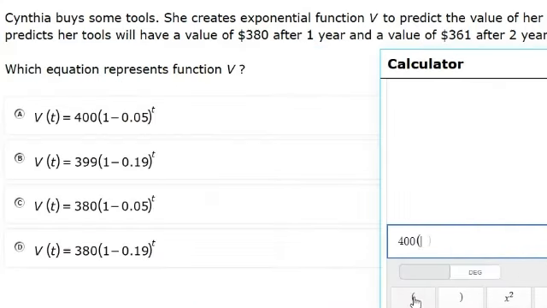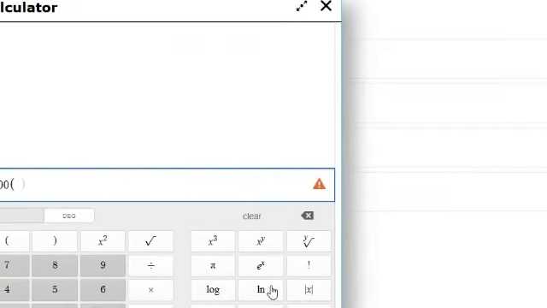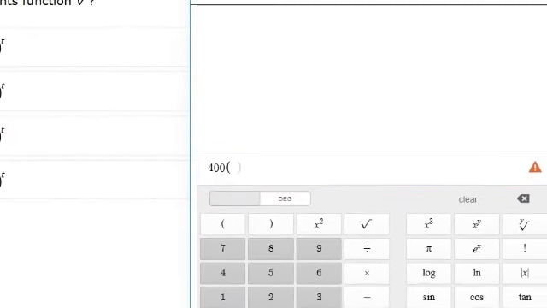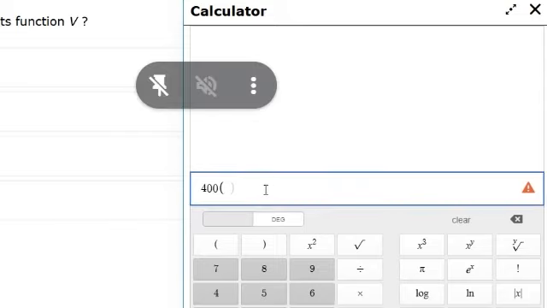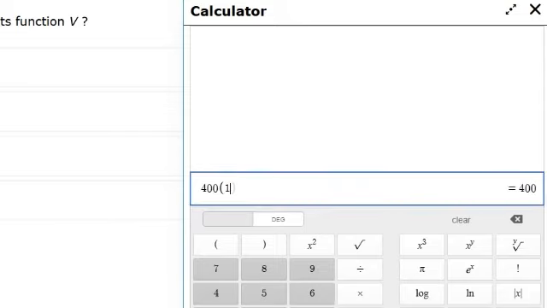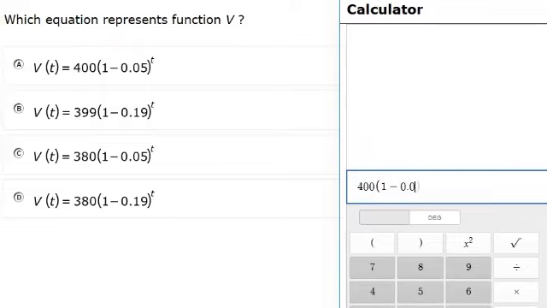This is so glitchy. 400. Why is it going left, right? Let me try again. Okay, 400, and to the power of 1. If you put 1, what is the answer? 380. The power of 2. Okay, it's the first one. Simple, right?